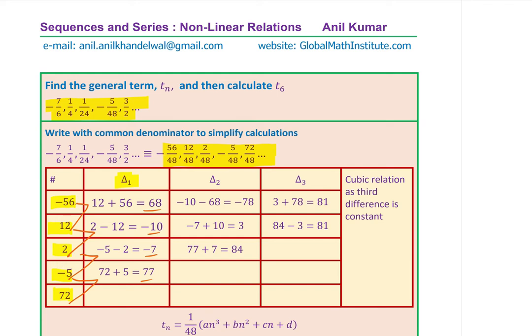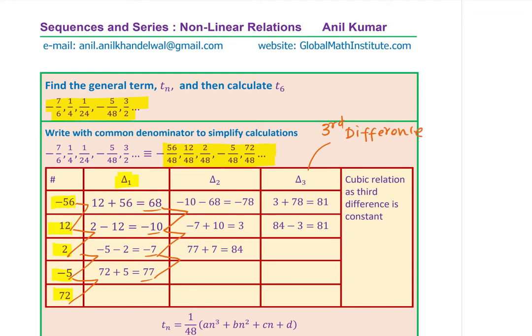Now, let's go for the second difference. Now, the second difference will be, we'll do minus 10 minus 68, that gives us minus 78. Minus 7 minus 10 gives us 3, and 77 minus 7 gives us 84. So again, the second difference is also not constant. So this is what we are now calculating, and this is our third difference, correct?